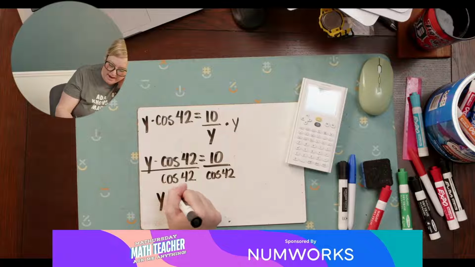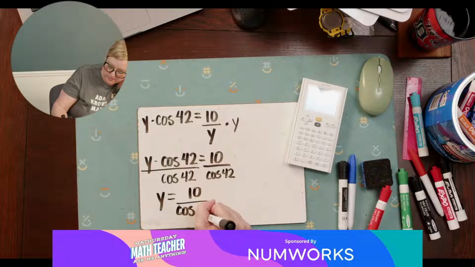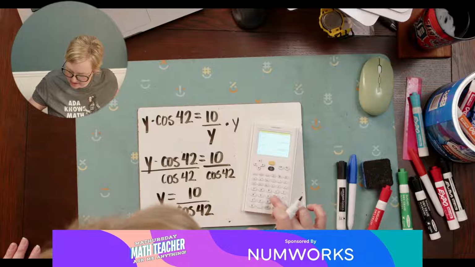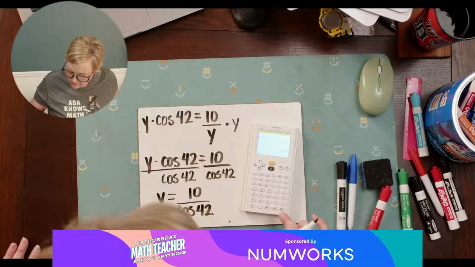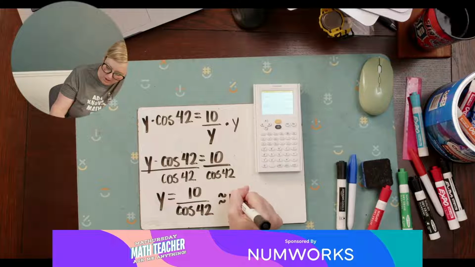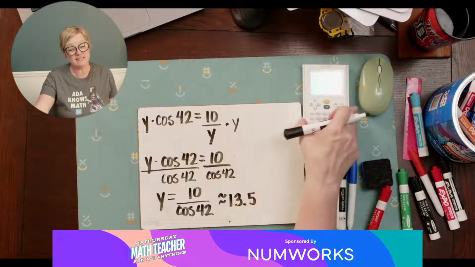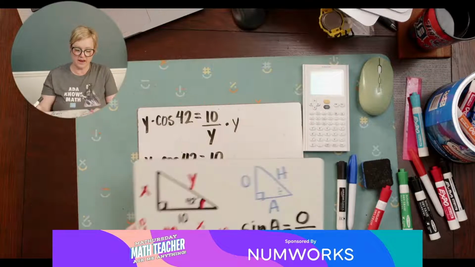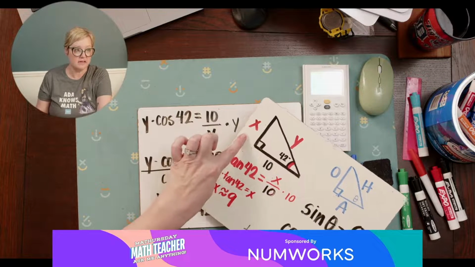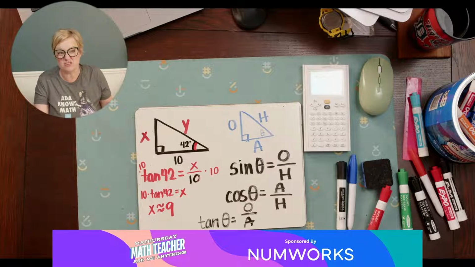So y equals 10 over cosine 42. Okay, so I go to my calculator, 10 divided by cosine 42, which gives me about 13.46. So I'm going to call it 13.5. And those are my sides of the triangle. So x is 9 and y is about 13.5. And that's how you can use trig to solve a right triangle.